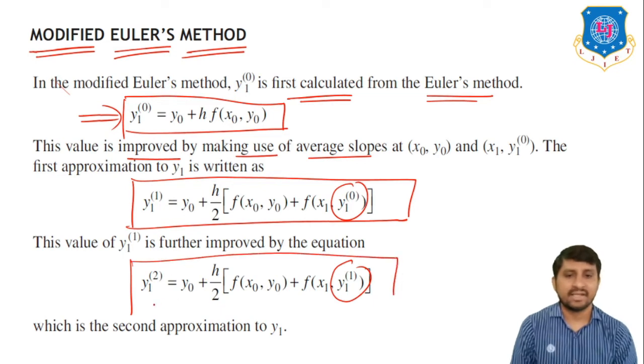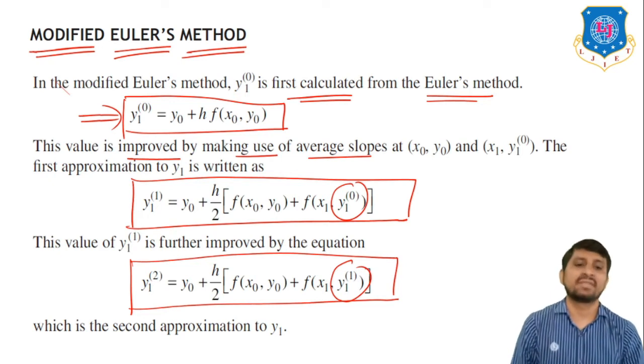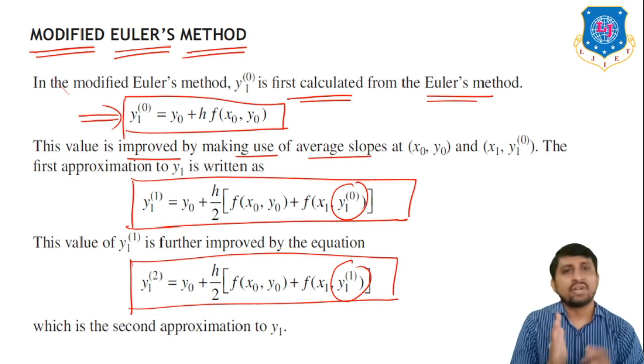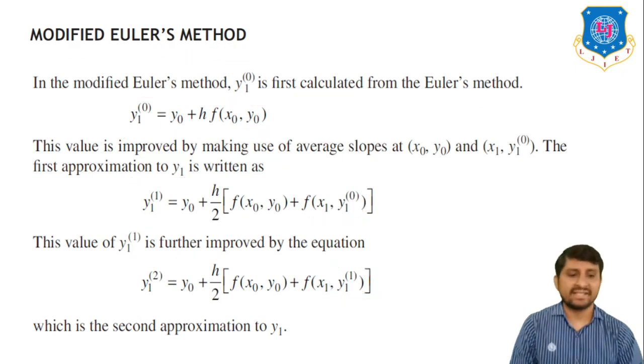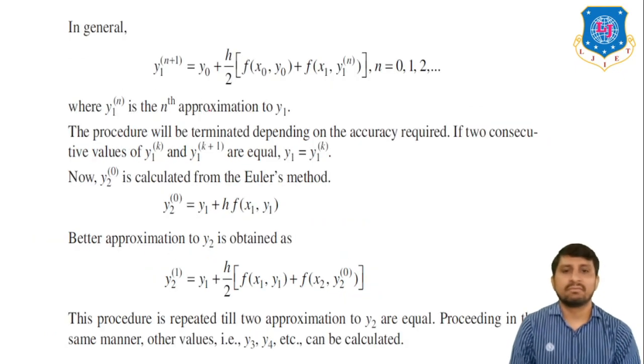So y0 plus h by 2 in bracket f of x0 y0 plus f of x1 y1 1 is the second approximation of y1, and you can continue this process. Now when you find y2, instead of y0 and x0, you have to use y1 and x1. The formula is the same. So let's try to solve one more example.